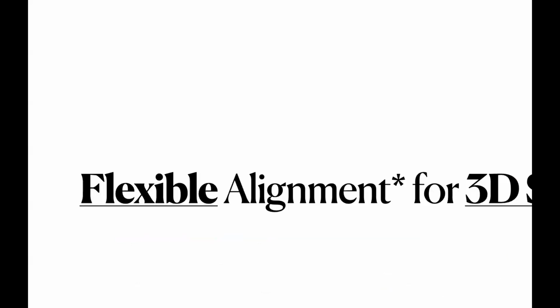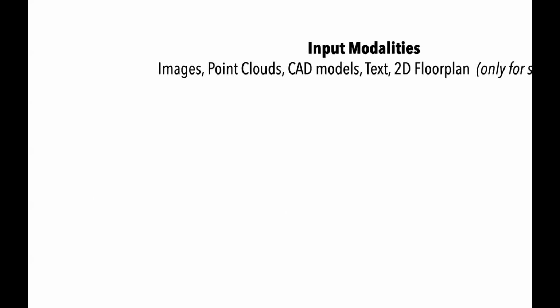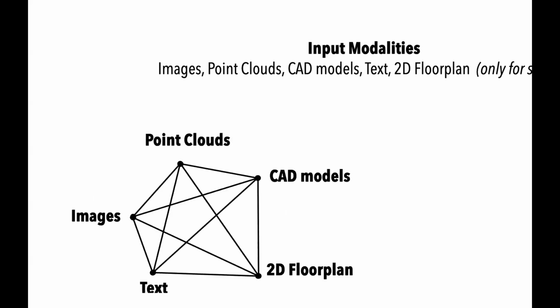And we're going for a more flexible alignment of 3D scenes. And when I talk about alignment, clarification, I always mean the feature space, not 3D, any feature space, embedding space. We tackle 5 different modalities that have to do with scenes: images of scenes, point clouds of scenes, CAD models of scenes and objects in the scenes, text information about scenes, and 2D floor plans of scenes.